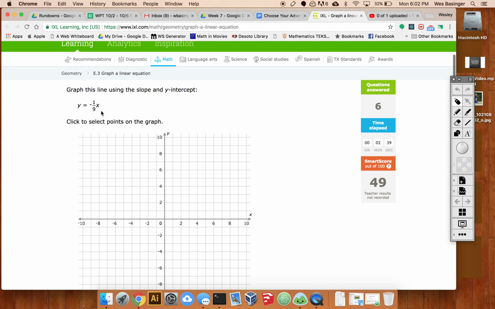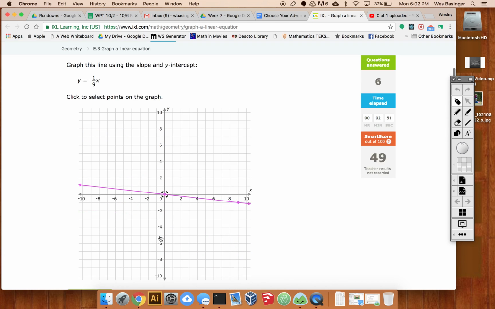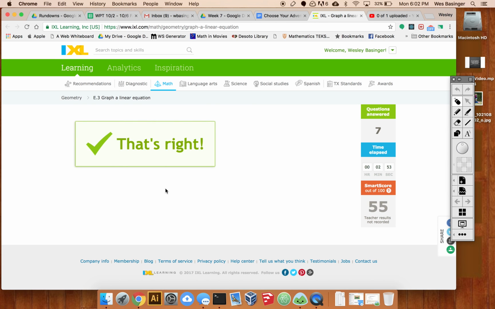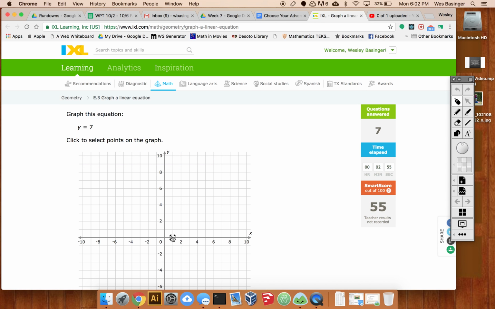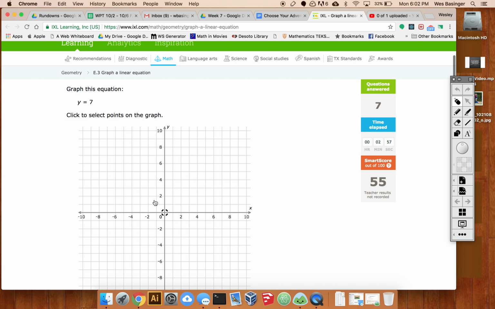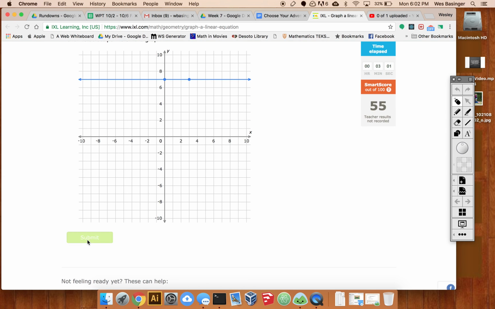Okay, back to something that has slope, but no y-intercept. So start at 0, 0. Notice the slope is negative 1 over 9. So I'm going to go down 1 and over 9, just like that. When I say over, I mean to the right. You're always going to the right. Y equals 7. Make it a flat horizontal line.